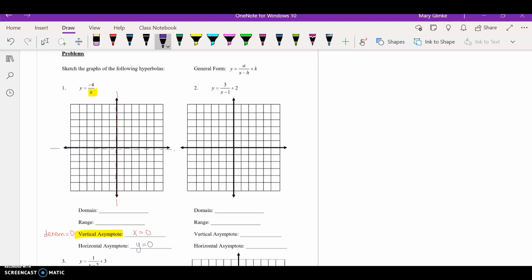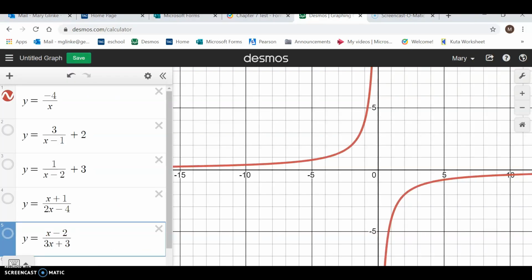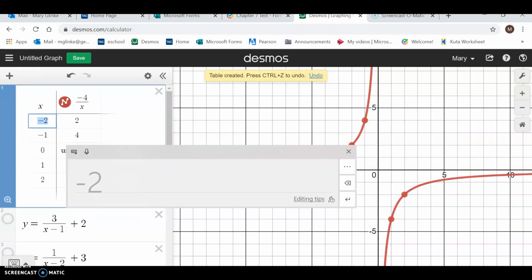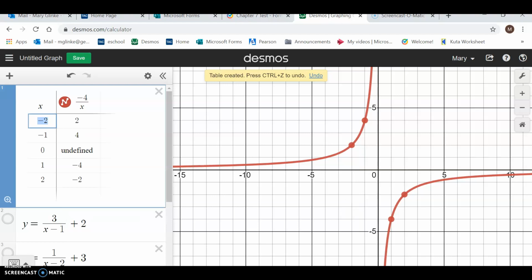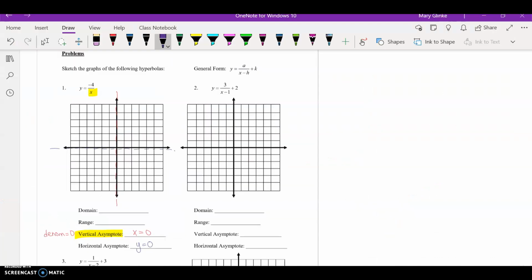So what we're going to do is go ahead and graph this. You can pull up your graphing calculator and type in y equals negative 4 over x. You can even make a table of values so that you can see all of the values that you can plot. I want a couple of points in each section. So it was negative 2 comma 2, negative 1 comma 4, and over here you can graph a couple more to get that shape of your graph.